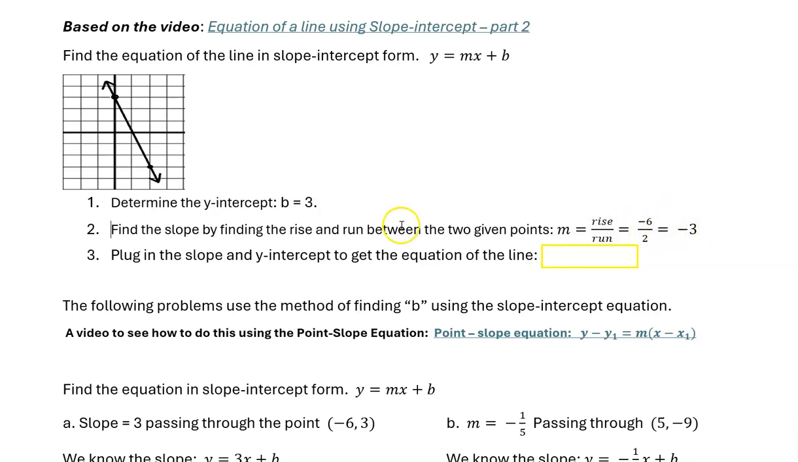So we have a slope of -3, and now we know the m and we know the b. So we just go back and plug those two things in, and we get y equals -3x plus 3. That tells us our slope is -3, and our y-intercept is 3.